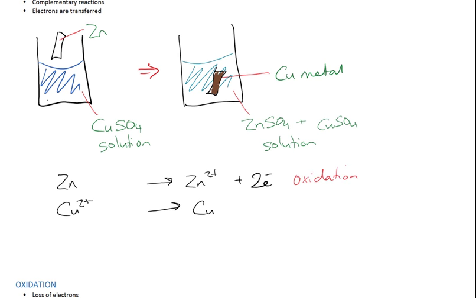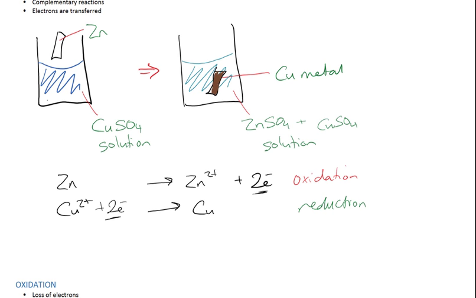That means that the reaction of copper must be a reduction reaction, because you can only have one with the other. Oxidation can only occur when reduction occurs. And we see that for the copper 2+ to go down in charge to Cu, it must gain 2 electrons. So we can see that those electrons are being transferred, and that's what a redox reaction is.